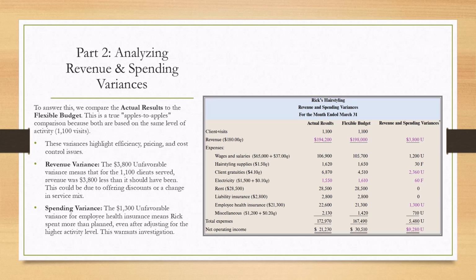This means that for the 1,100 clients Rick served, his revenue was $3,800 less than it should have been, perhaps due to offering discounts. We can also see a $1,300 unfavorable spending variance for employee health insurance, which means Rick spent more than he had planned for that item, even after adjusting for the higher activity level. This is something that warrants investigation.